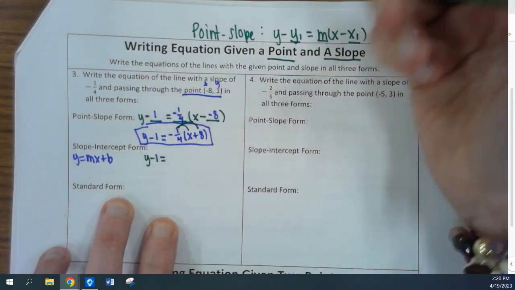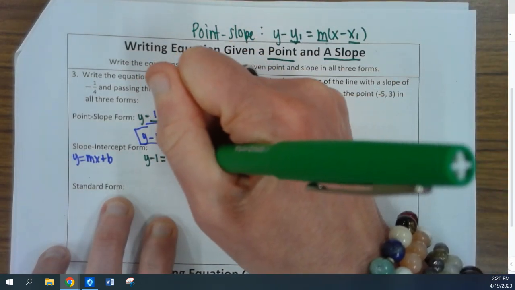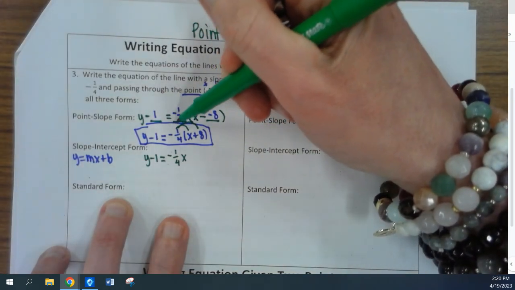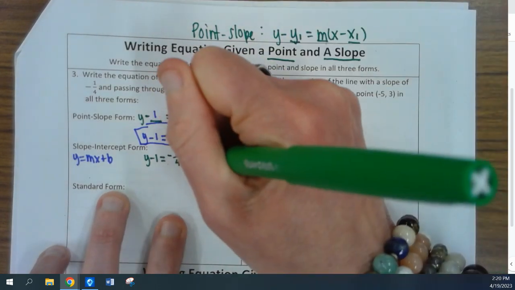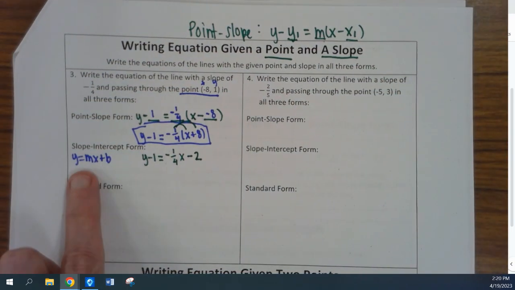This side's going to stay right now, but we're going to take -1/4 times x. Again, a number times a variable just gets put side by side. And if you have to grab your calculator, -1/4 times 8 would give you a -2. We're going to drop that here as -2. We're getting closer and closer to that slope-intercept form.